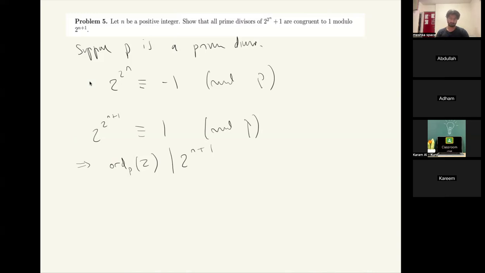Isn't it any power of 2 that's less than n plus 1? No. If it was a power of 2 less than 2 to the n plus 1, could this be true? No, because then it would have to be 1, not minus 1. Yeah, so here's what's going on. This statement is telling us that the order divides 2 to the n plus 1. What is this statement telling us?